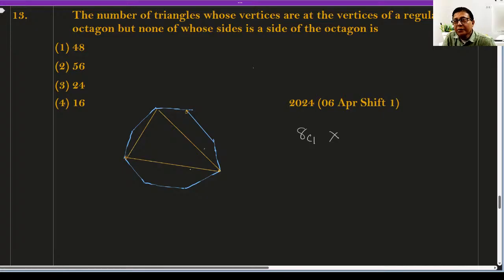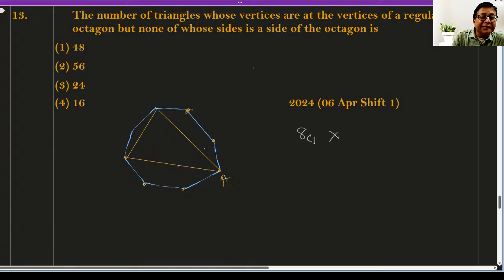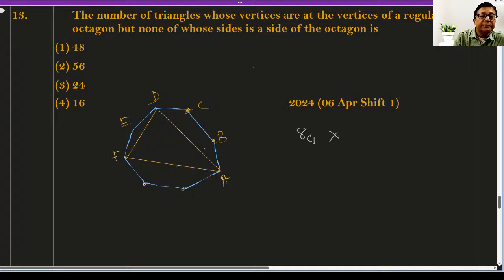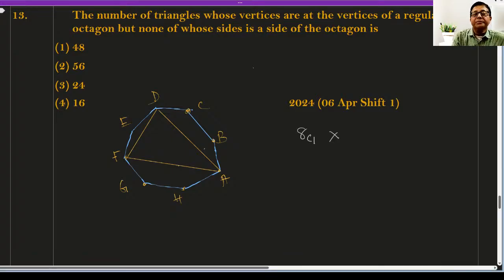So 8C1 we have done. Any one of the 8 can be selected, 8C1. We cannot choose these two. If you start with this vertex A, then you cannot choose B, C. Why can we not choose C? If you take C, then two sides are going to be common, here, okay? AB and BC.